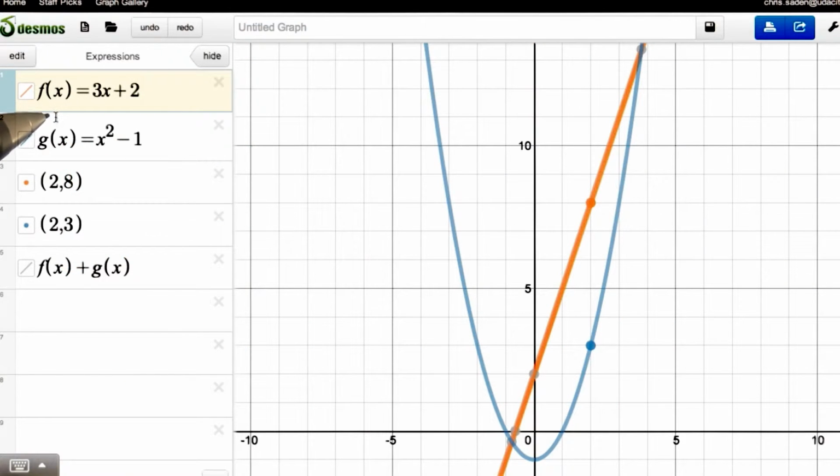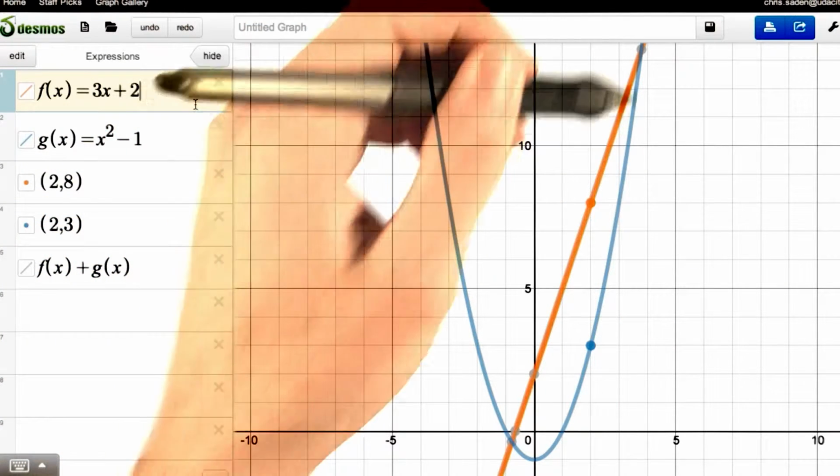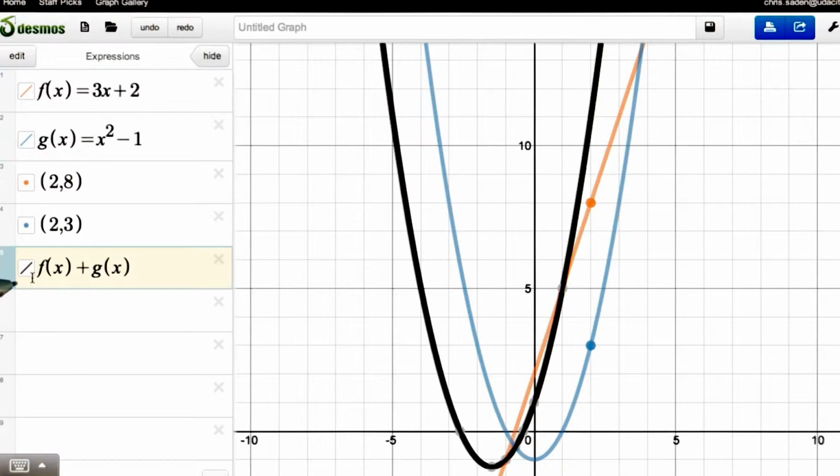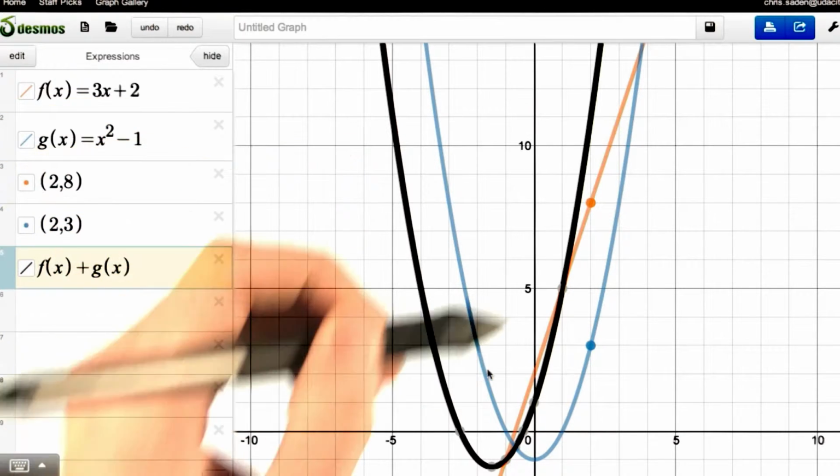And let's see this on a graph as well. We have f of x, which is our straight line. We have g of x, which is our parabola. And then we have f of x plus g of x. It turns out that this is also a parabola.